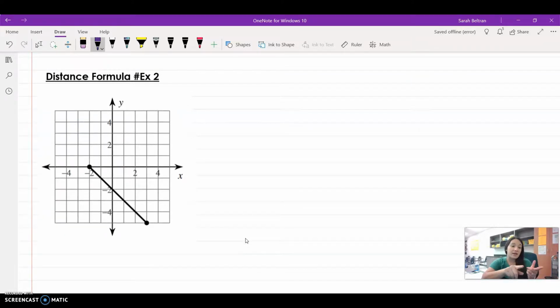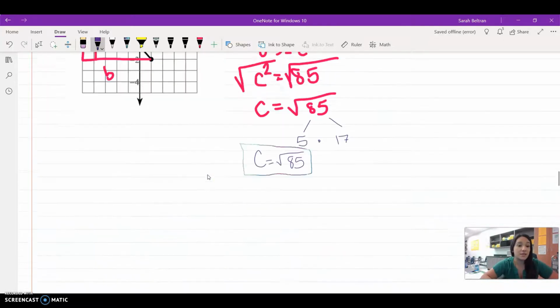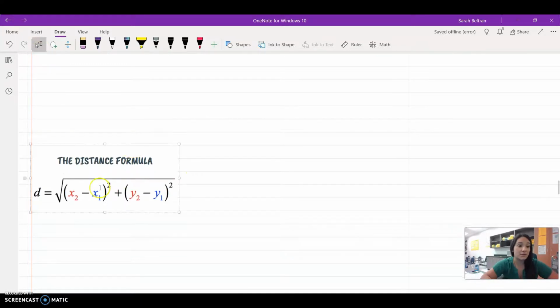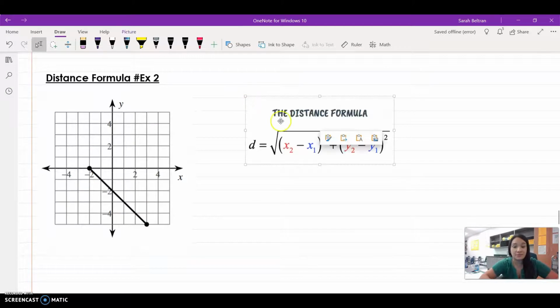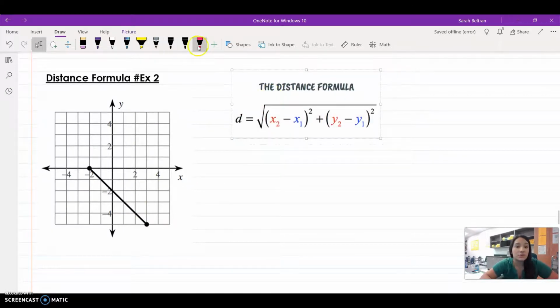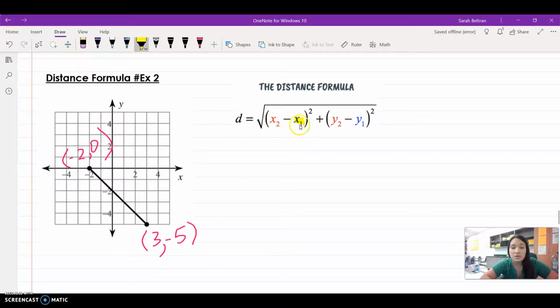All right, your turn. You can either use the Pythagorean theorem here, or you can use the distance formula, which let me copy and paste down here so that way you can see it. Now, I personally would use the Pythagorean theorem, but let me show you real quick. Let me just help you out. This is the point 3, -5. And this one's -2, 0. This one's going to be x1.